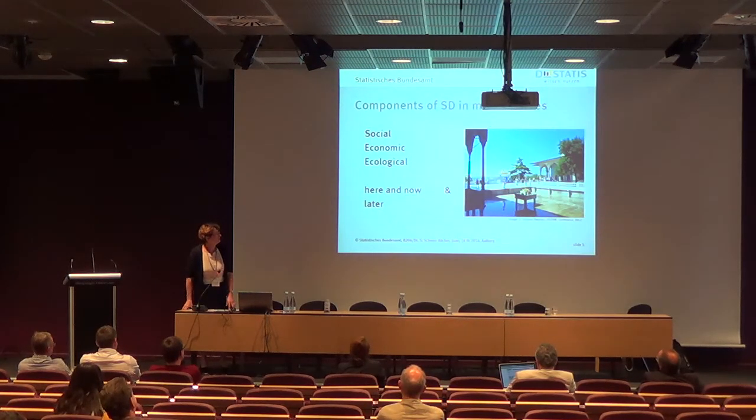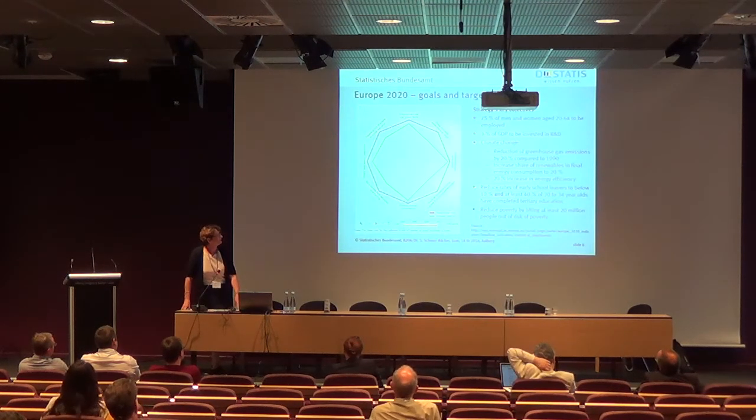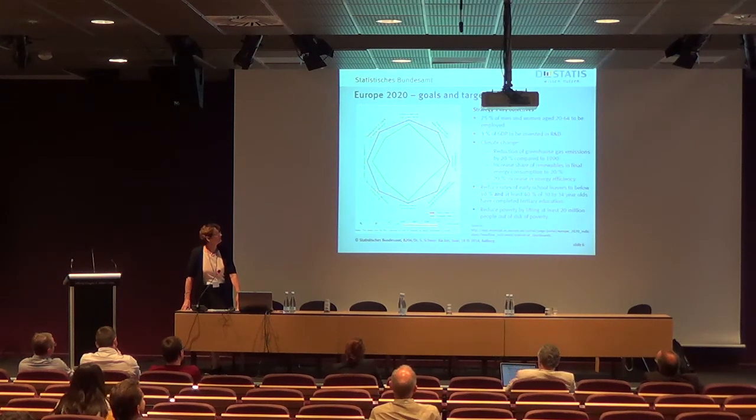Now these are the components or dimensions of sustainability in our days. It's about social aspects, economic aspects, and ecological aspects. It's really everything, and it holds true for our society as well as future societies. This is a picture of the European strategy. It's a bit complex, and this is a statistical level. The aims are three.